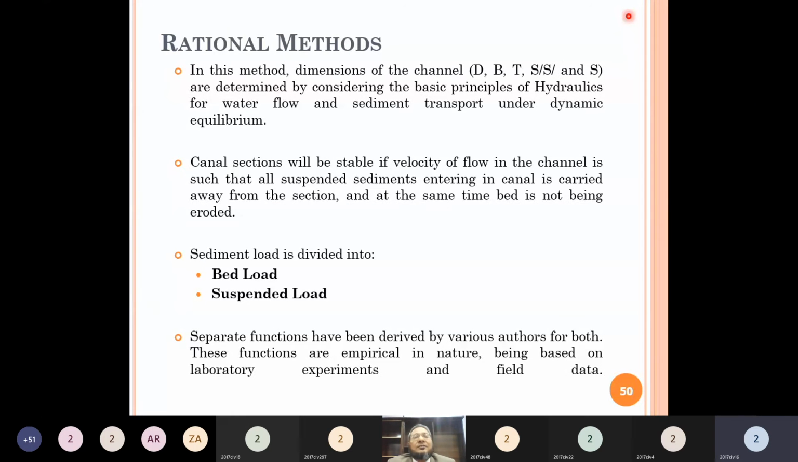All right. Thank you. So now I think we are at a stage to start rational method. So what is rational method? In this method, the dimensions of the channel, by the way, what are the main dimensions of the channel? Depth of flow, bottom width, top width, side slope, and the longitudinal slope. They are determined by considering the basic principles of hydraulics for flow of water and sediment transport under dynamic equilibrium. So this is the rational approach or rational method.